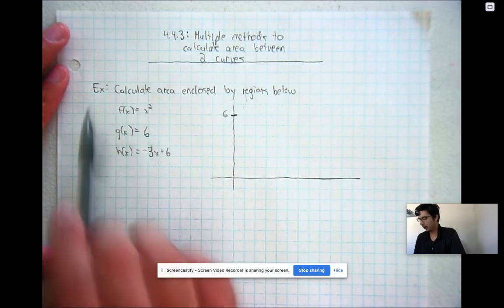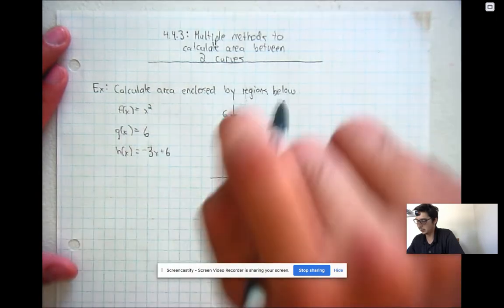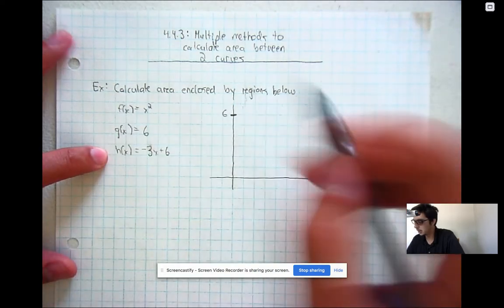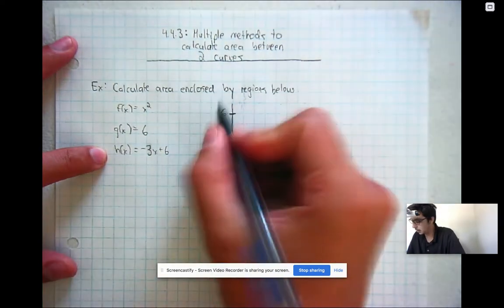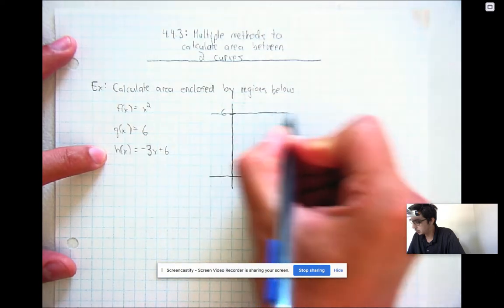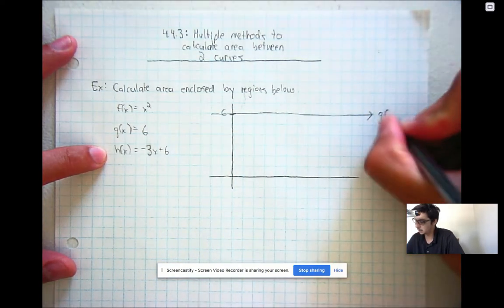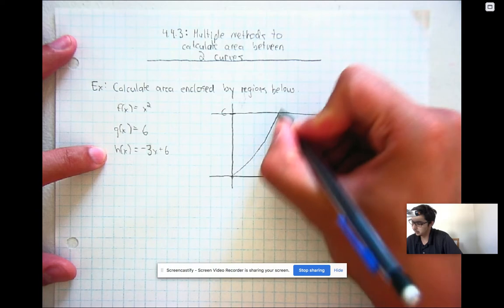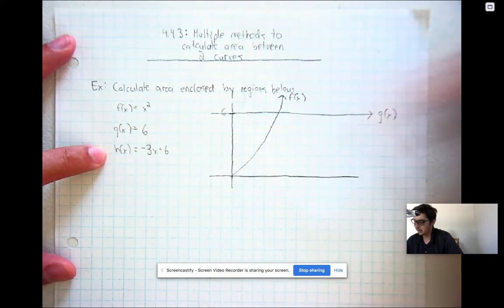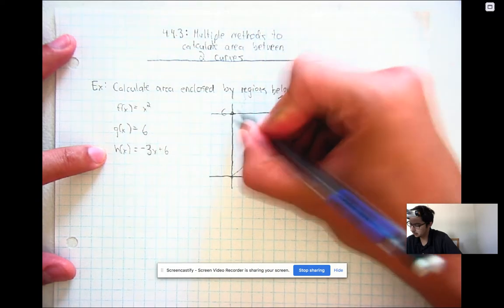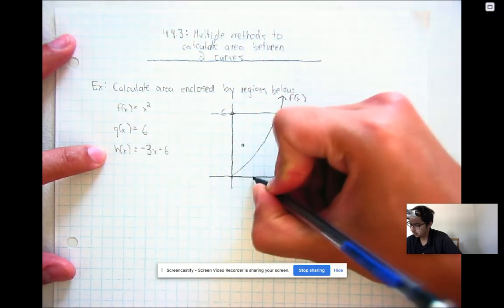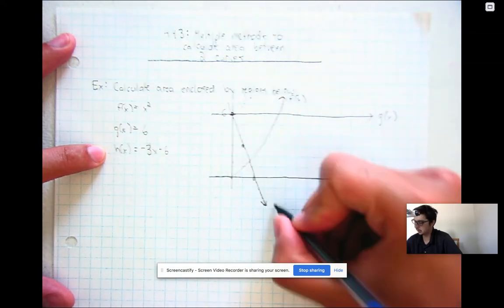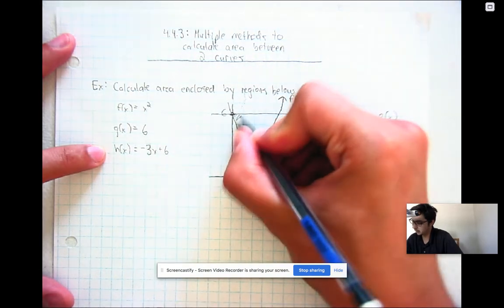So we're going to do it all through this problem here, where we calculate the area enclosed by the regions below, where f of x is x squared, g of x is 6, and h of x is negative 3x plus 6. If I make a sketch to help you visualize this, we have the function g of x, which is just a constant at 6, x squared, which is a parabola that'll look something like this, and negative 3x plus 6, which goes over 1, down 3, and will look something like this, and there's h of x. So what I want to know is the area of this region here.